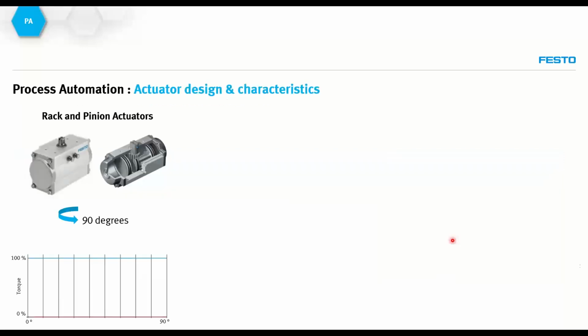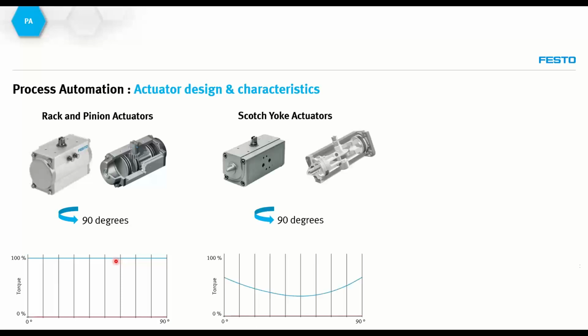So going into the torque charts for the actuators, starting with the rotary movement, there are two different types of actuators. There is the rack and pinion design, which gives us constant torque no matter the angle, as we can see in the graph below. This type of actuator can be used with both ball valves and butterfly valves. Moving on to the next type of actuators.